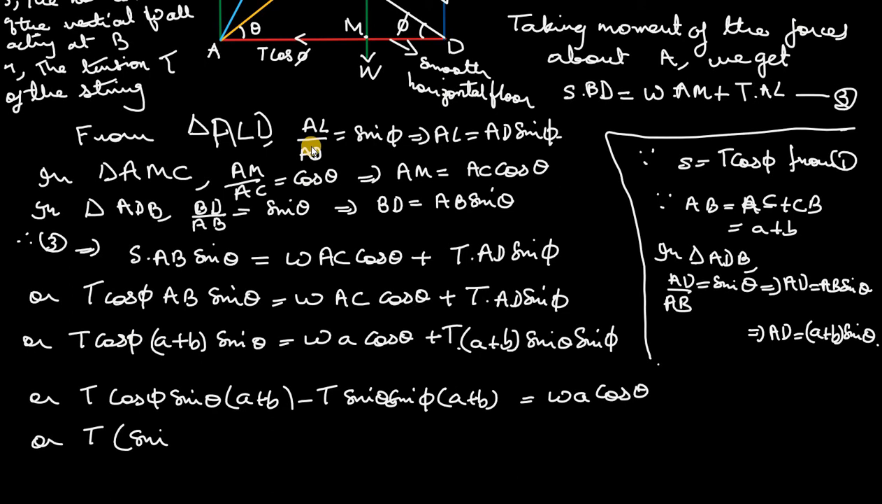See what is AM. AM here is AC cos theta. S into AB sin theta is equal to W AC into AC cos theta plus T into AD sin phi. That's okay. Now what is AM?